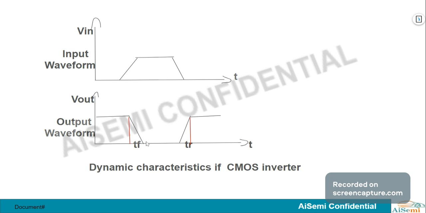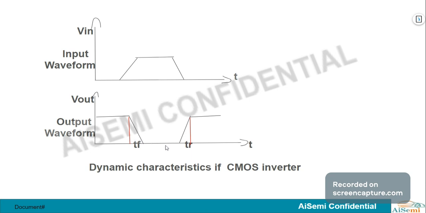Here we can observe two things, TF and TR. You know what TF and TR are? TR means rise time and TF means fall time. Rise time means increasing the signal from 10% to 90%. The fall time means dropping the signal from 90% to 10%. This is TF and TR.